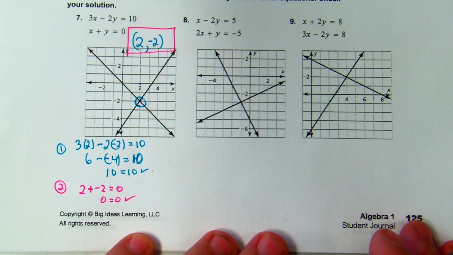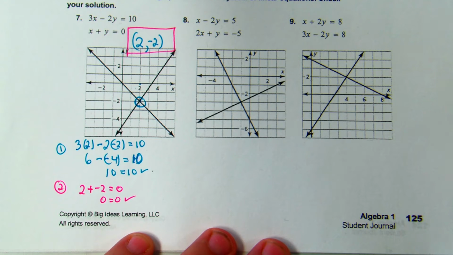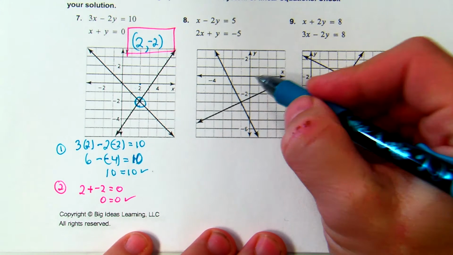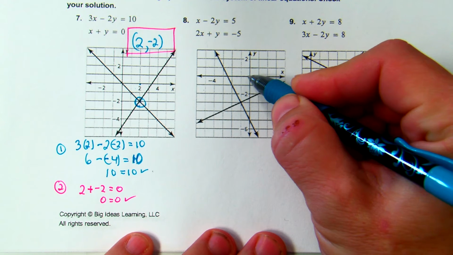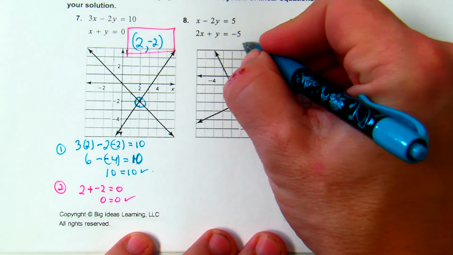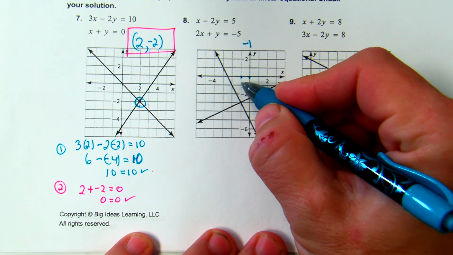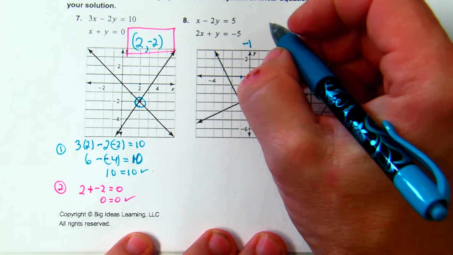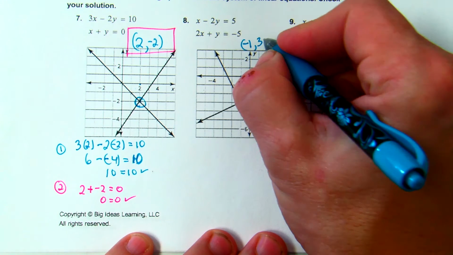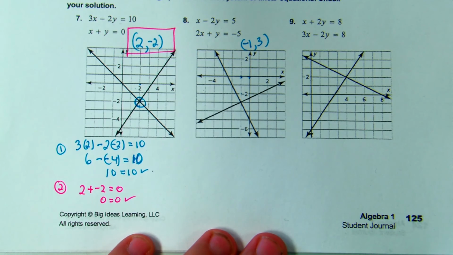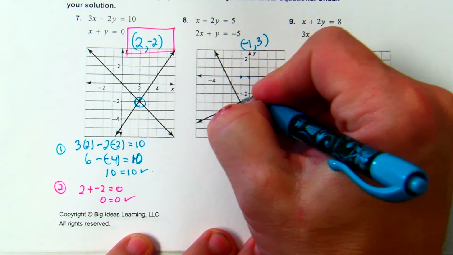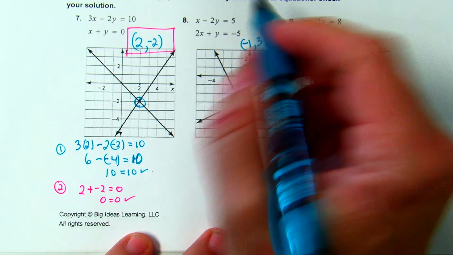What about number 8? What does it appear the answer to number 8 would be? For the x value, we're going to go back 1, so that's -1. And we're going to go down 1, 2, 3. So -1 and 3 looks like it's going to be the solution to this set. It's where they intersect.